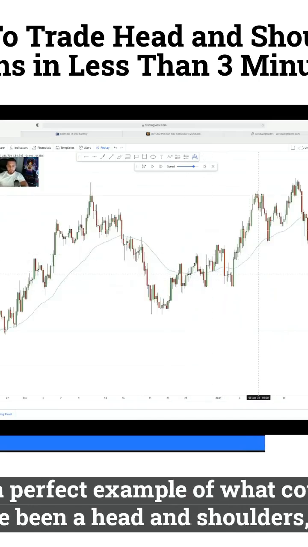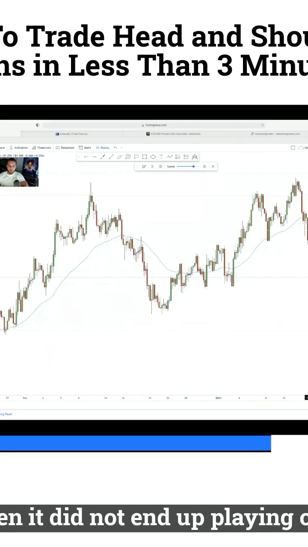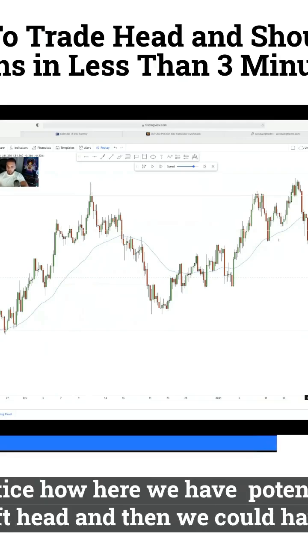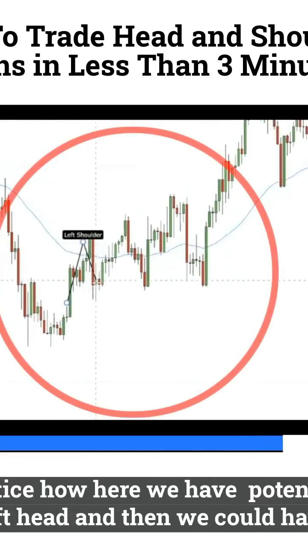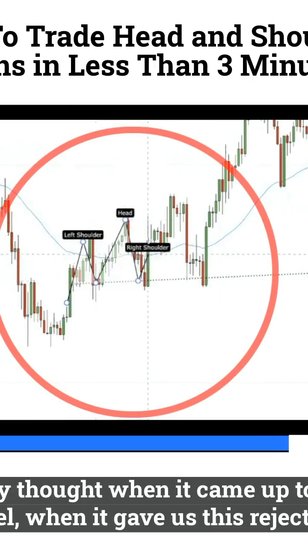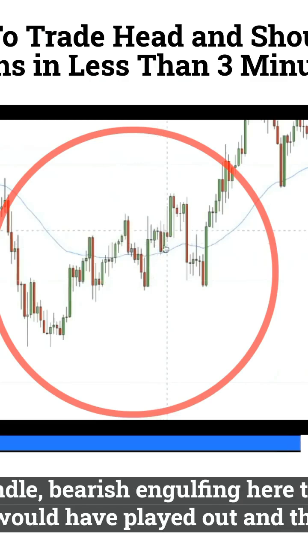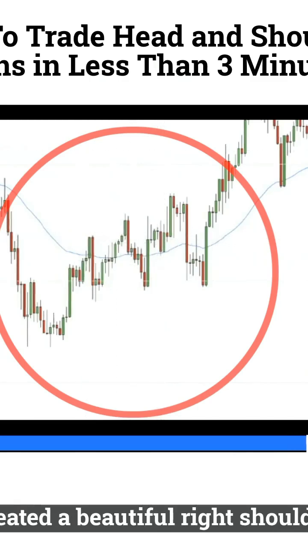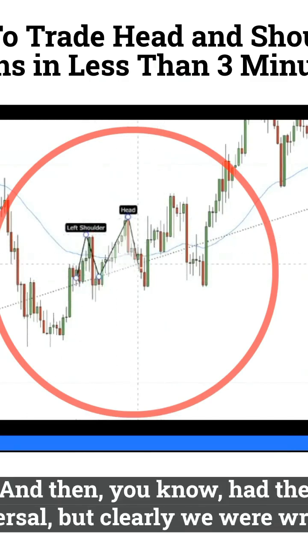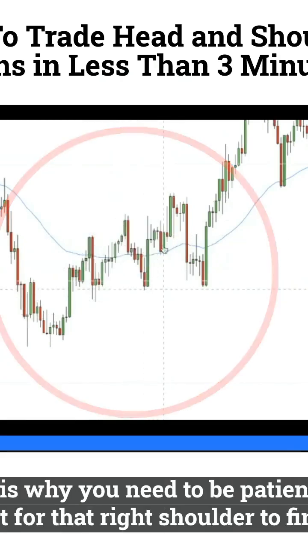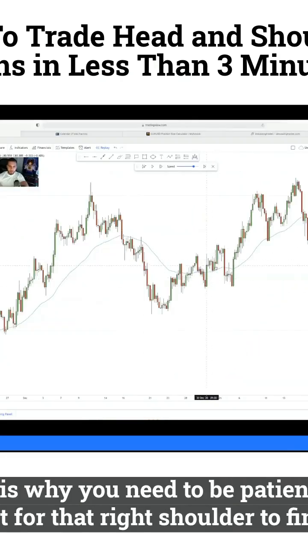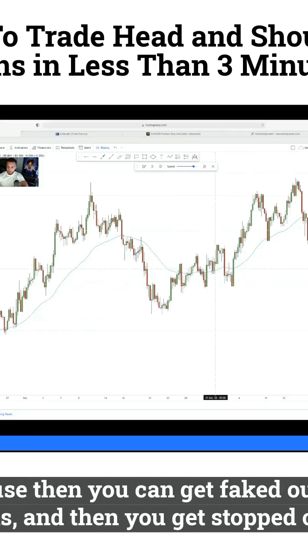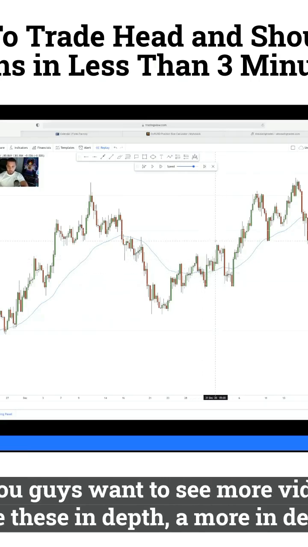So this right here is a perfect example of what could have been a head and shoulders, but then it did not end up playing out. Notice how here we have a potential left shoulder, head, and then we could have easily thought when it came up to this level, when it gave us this rejection candle, a bearish engulfing here, that it would have played out and created a beautiful right shoulder and then had the reversal. But clearly you were wrong. This is why you need to be patient and wait for that right shoulder to finish, because otherwise you can get faked out like this and then you get stopped out.